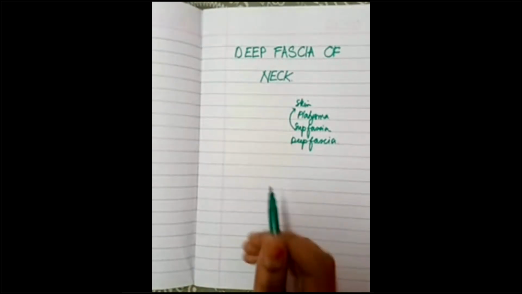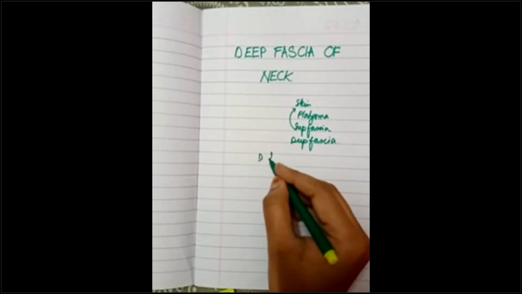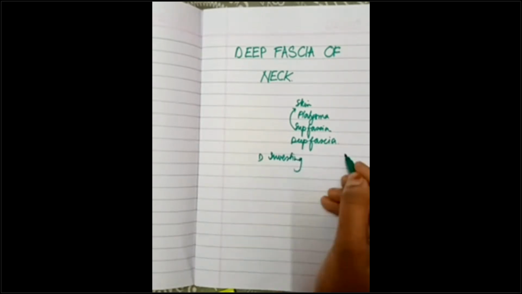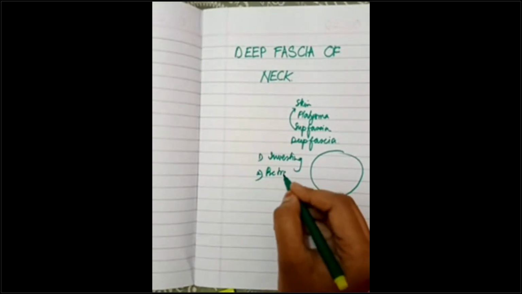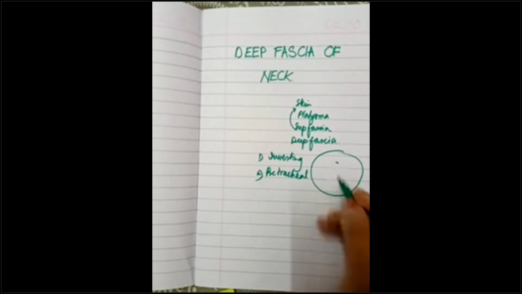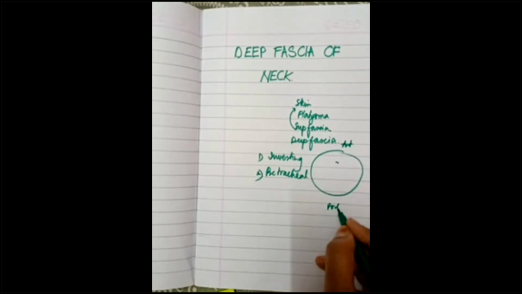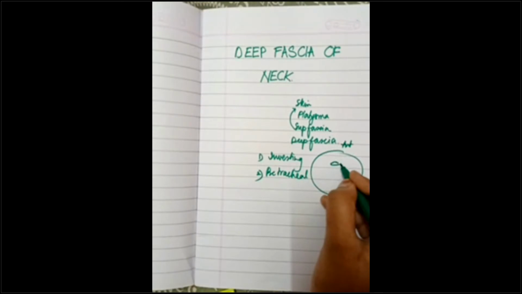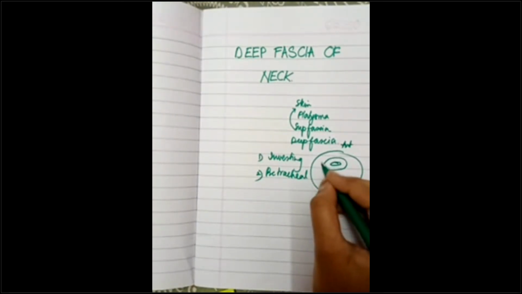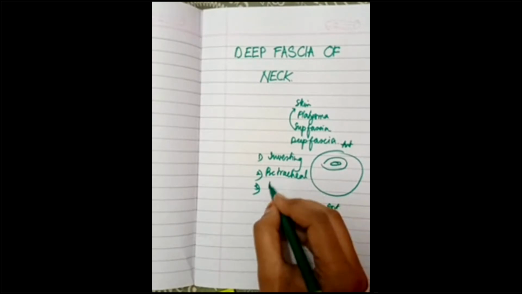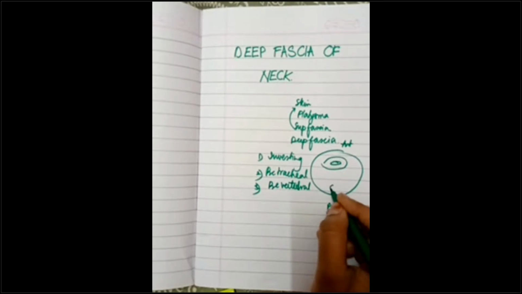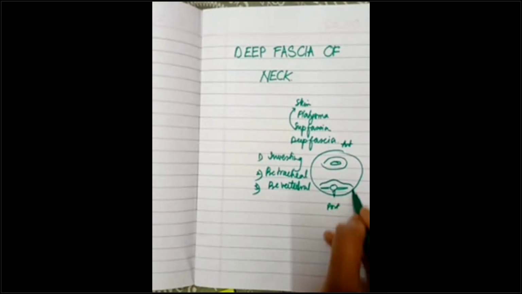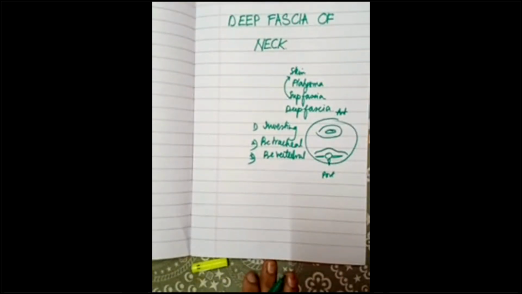So deep fascia, what does it consist of? It consists of three layers. Your investing layer, which is like a collar covering the whole neck. Then you have your pretracheal layer. As the name suggests, it is in front of the trachea. If this is my anterior side and this is my posterior, and this is a cross section, this is my trachea, and in front of that I will be having my pretracheal fascia. Next will be your prevertebral fascia. As the name again says, this is my cervical vertebrae, and in front of this I will be having the prevertebral fascia.